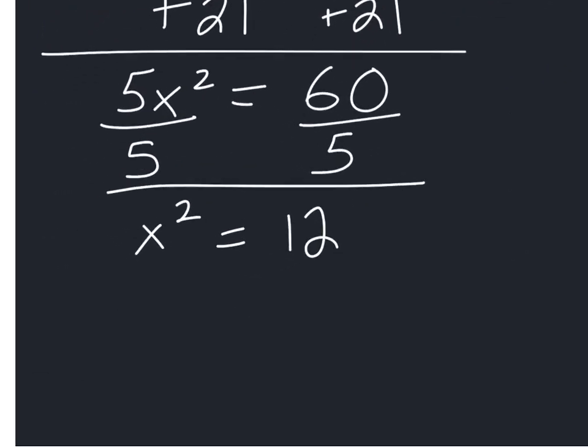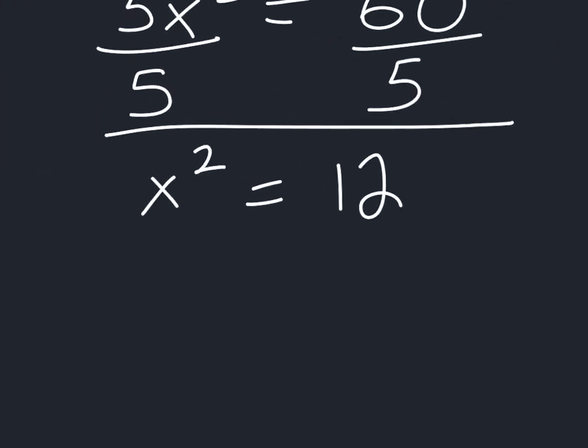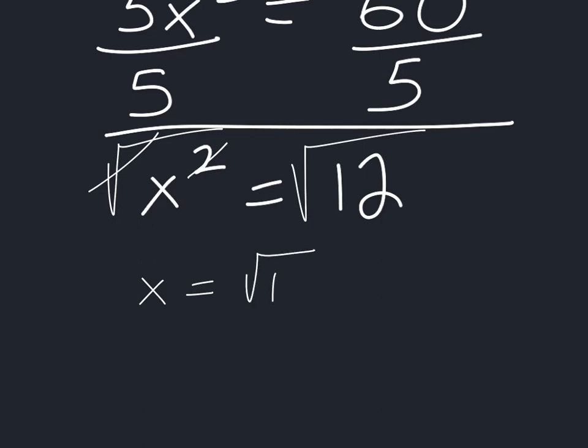Now, here is where we would actually solve this quadratic equation. How would we get rid of this square? Well, the opposite of squaring something would be taking the square root of something. But whatever you do on one side, you have to do on the other side. So the square root and the square will cancel out. And we'd be left with x equals the square root of 12. Now, here's where simplifying radicals comes in. You can't take the square root of 12 and get an integer as an answer. You're going to get a decimal.